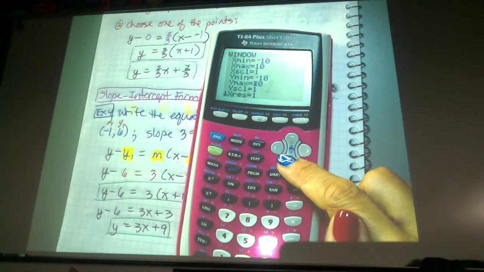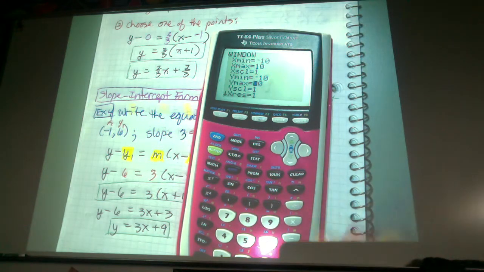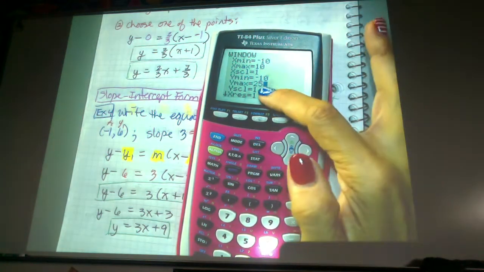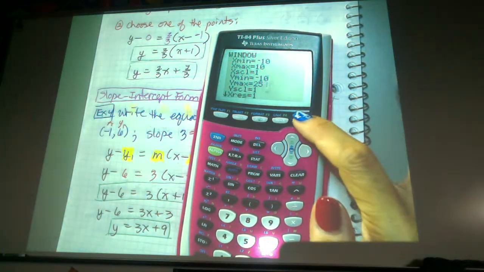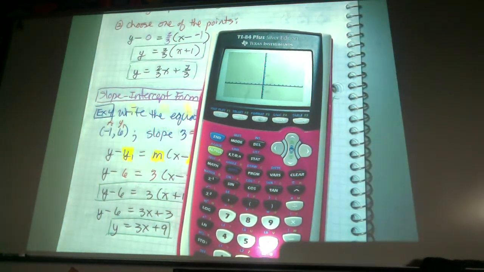No, I want it higher than 20, don't I, so I can actually see where it crosses? And so I'm probably going to put it at 25. You can change your scale if you wanted to, or you can leave it the same. You can kind of play with it and see what it looks like. When you change your scale, your graph is going to look different than somebody else's. But now I can actually see where that graph goes.